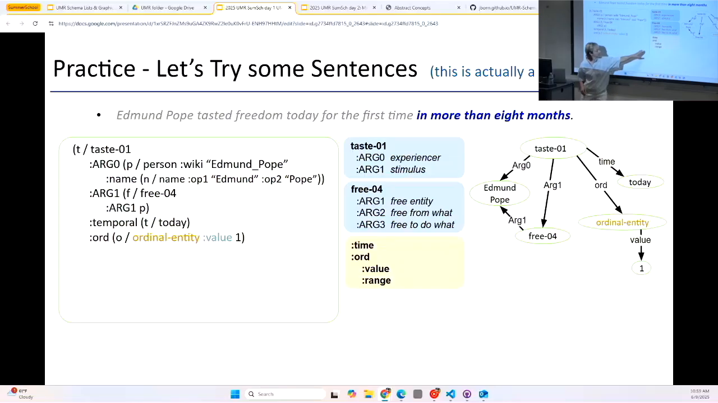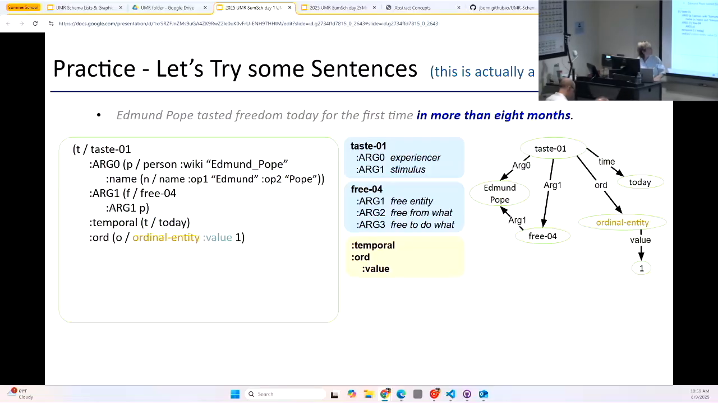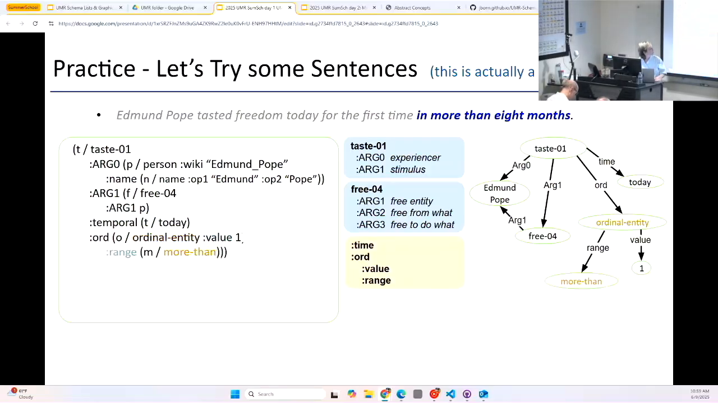So ord also has a sub-role called range. So in more than 8 months, that's the span over which that ordinal holds. Oops, no, backwards. More than is a multi-word expression. In this case, we can just hyphenate it and put it in one node. So the range is more than 8 months.